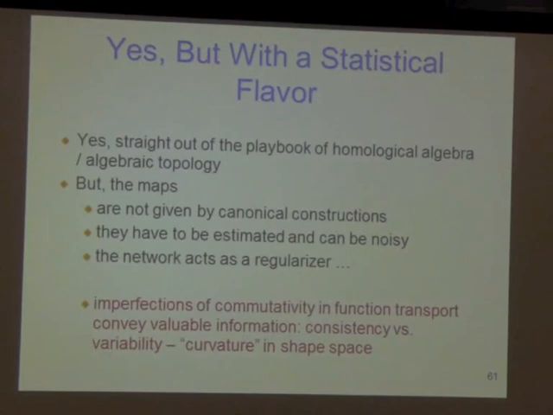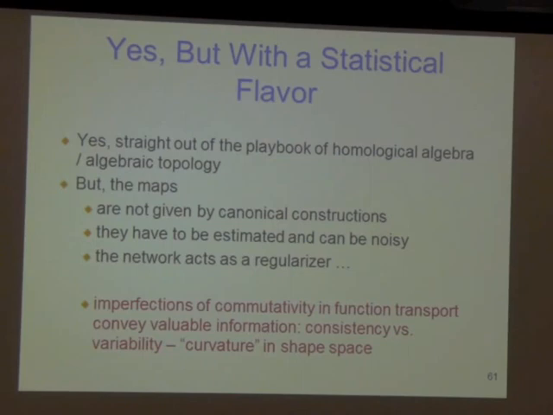However, it is not completely the same as this traditional mathematical point of view, because in algebraic topology and homological algebra, these maps are coming typically from canonical constructions, and then you prove commutativity of the diagram. In our case, there's a very strong statistical or machine learning flavor because the maps have to be estimated. And then this commutativity of the diagram or path invariance or cycle closure along the network becomes a regularizer of the maps. In fact, it's a very strong condition.